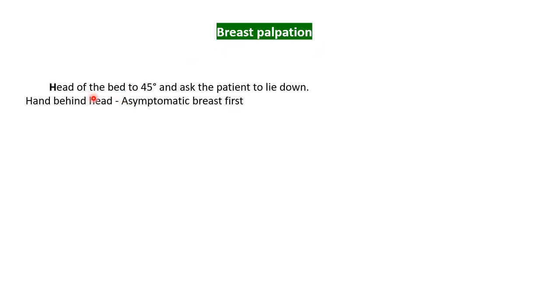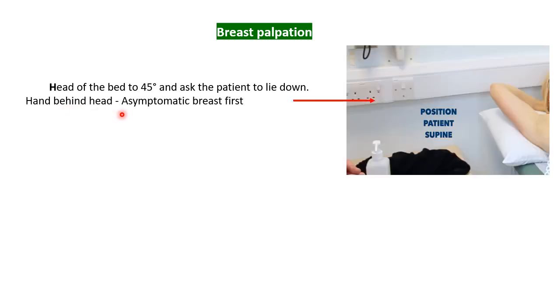The next part of the examination is the most important. It's called the breast examination, and this is done with the patient lying with the head of the bed at 45 degrees. I ask the patient to lie down with the affected hand behind the head. Usually it's better to examine the asymptomatic or normal breast first. This is the position, the patient lying propped up at 45 degrees, and the breast will be exposed here.